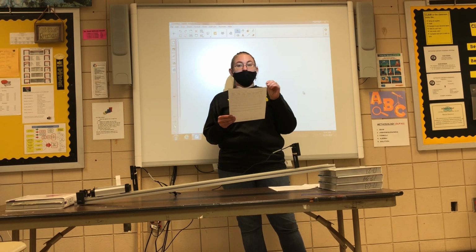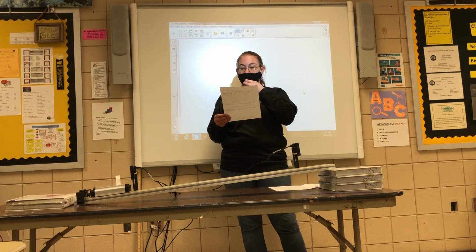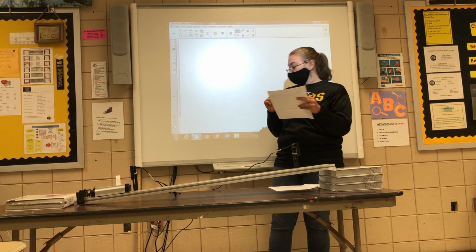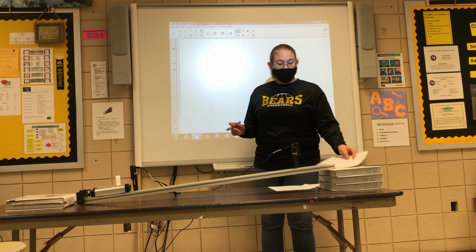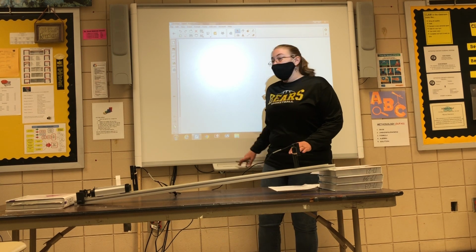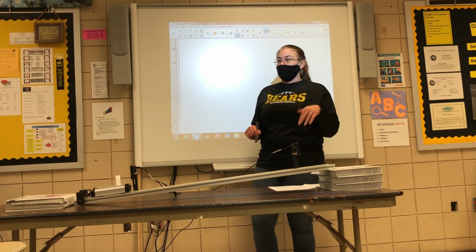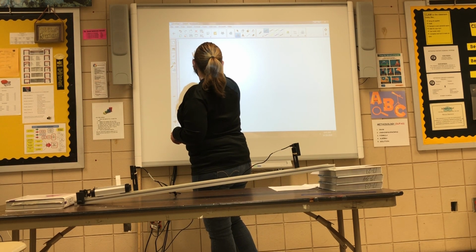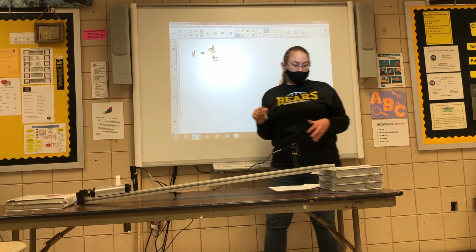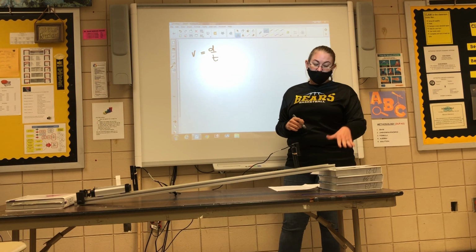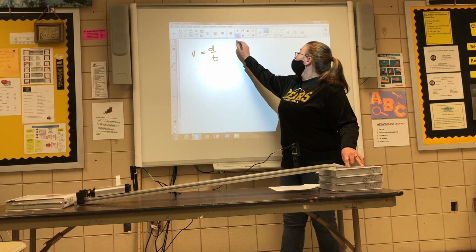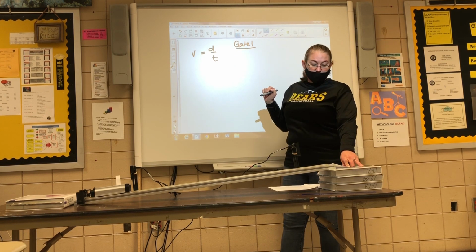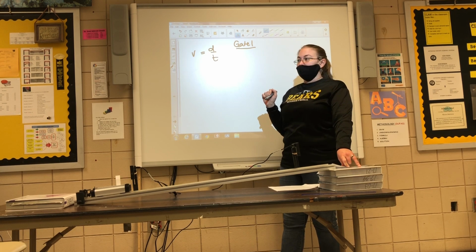Let's go through the first line of what we're going to do. Okay? What's my formula for velocity? Distance over time. Okay? Same as speed. Velocity equals distance over time. Now we're doing the first line. Let's do gate 1 of the first line. What is my distance?